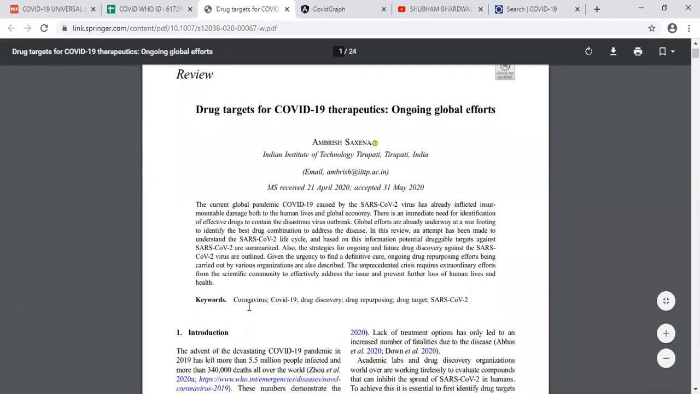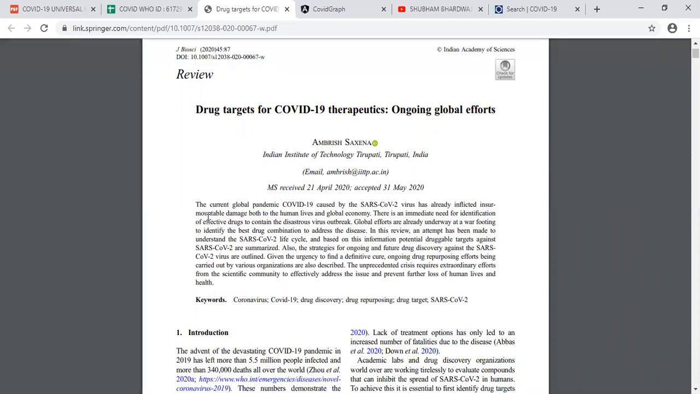when you read the first line of this first paragraph, it says: The current global pandemic COVID-19 caused by the SARS-CoV-2 virus has already inflicted insurmountable damage both to the human lives and global economy. Now, when you read this line, you immediately find that there are two very important relationships here. That COVID-19 has been identified as a pandemic, and the causative virus for COVID-19 is SARS-CoV-2.